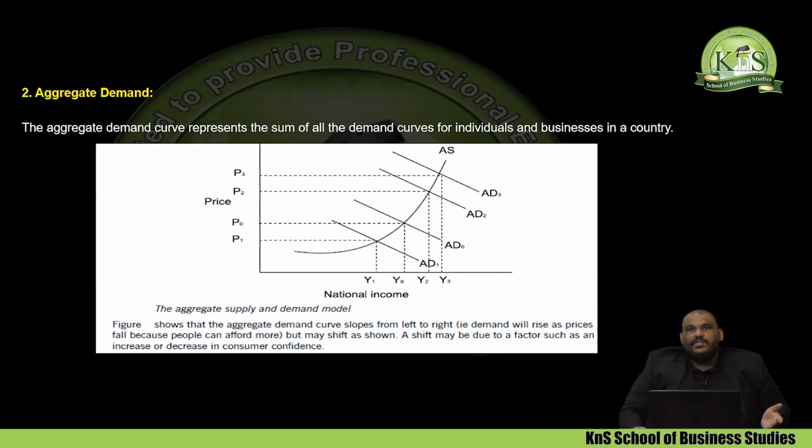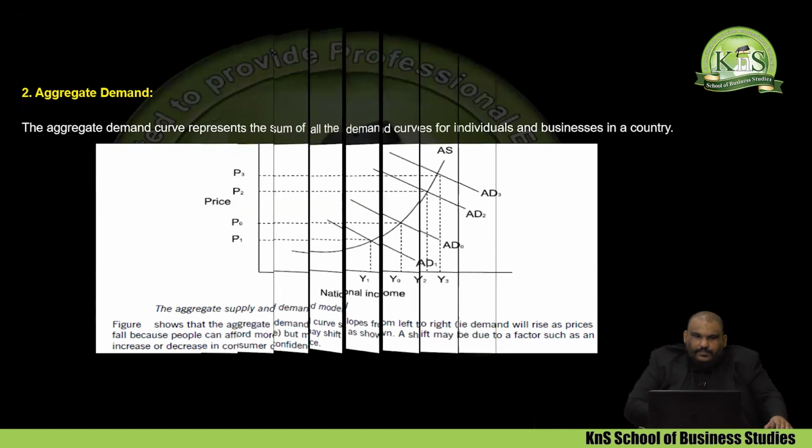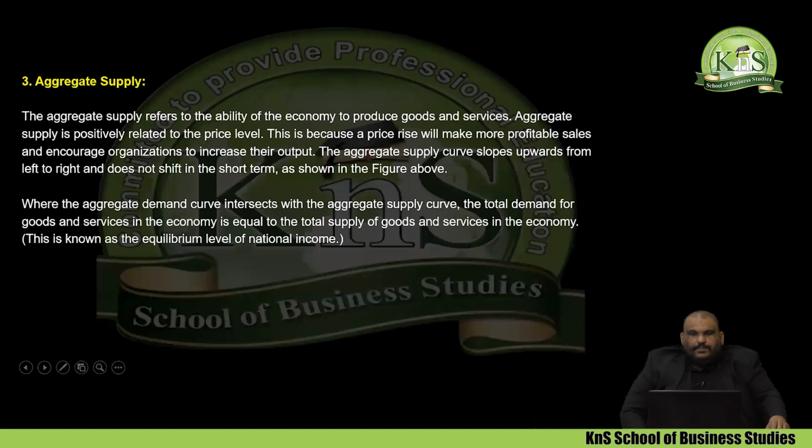When supply increases or decreases, it shifts right or left respectively. Same goes with demand. Okay? All right, let's move on. Aggregate supply, I believe we've already discussed this. Okay? It's the opposite of demand.